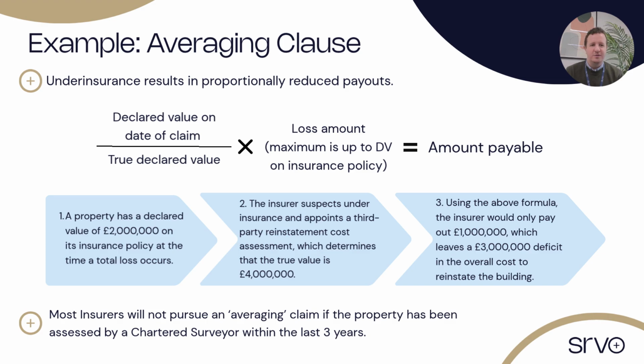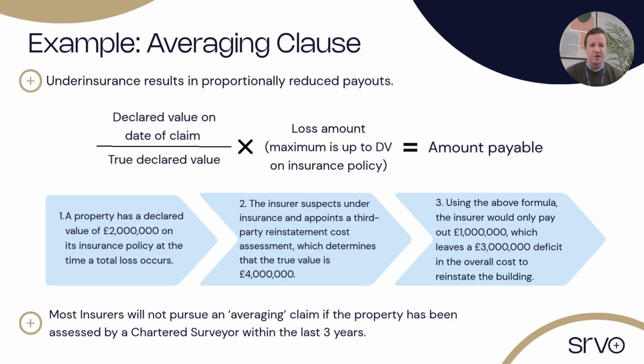But what happens is that a total loss occurs. The property is destroyed by one means or another. It could be any means, fire, all that sort of stuff. And the insurer is notified, and they send out a loss adjuster to go and assess the claim. The loss adjuster reports back and states that, in their opinion, the property might be underinsured.